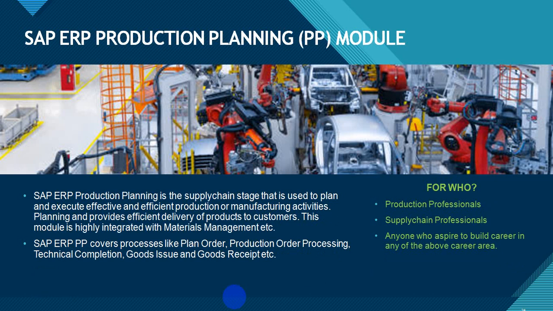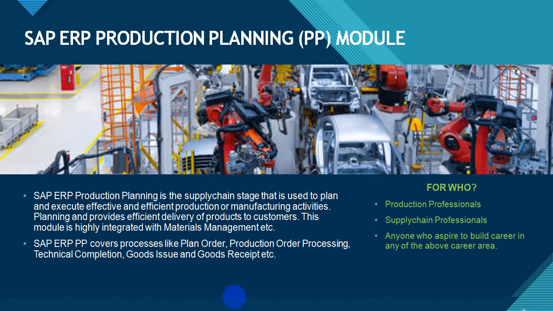Alright, so you have the SAP ERP Production Planning, PP. The SAP ERP Production Planning is the supply chain stage that is used to plan and execute effective and efficient production or manufacturing activities. Manufacturing activities planning and provides efficient delivery of products to customers.